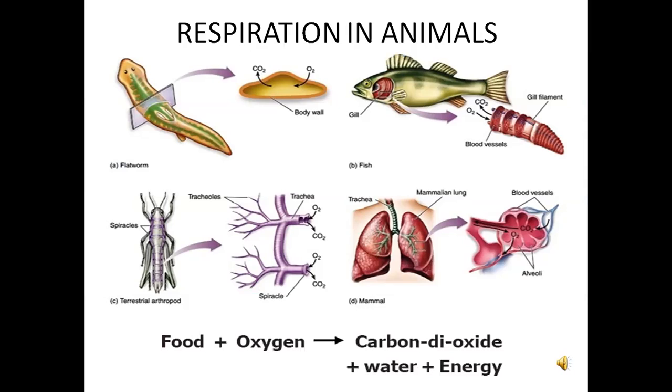The process can be represented by word equation as given below. Food plus oxygen gives carbon dioxide plus water plus energy. Carbon dioxide formed during respiration dissolves in the blood and is exhaled out of the body through the lungs. Inhaled and exhaled air thus contain the same substances but in different proportion except nitrogen, which is present in the same amount. Inhaled air contains more oxygen while the exhaled air contains more carbon dioxide.